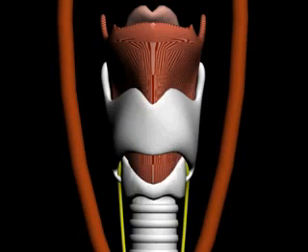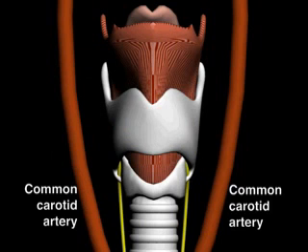If minor vessels are injured, the bleeding can be controlled with direct pressure. If major vessels, such as the carotid artery or internal jugular vein, are ruptured, ligation may be required.